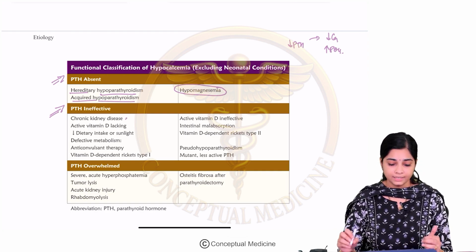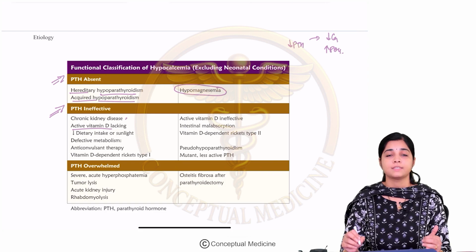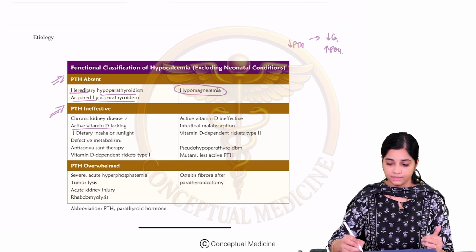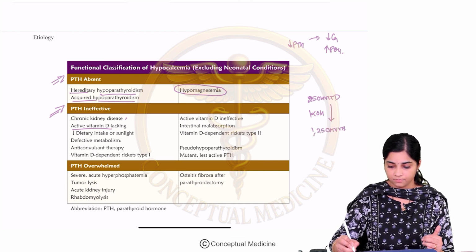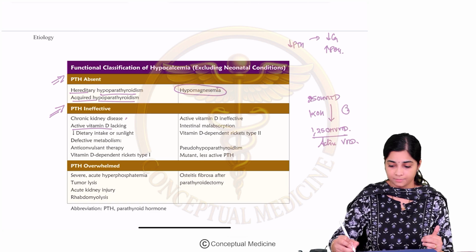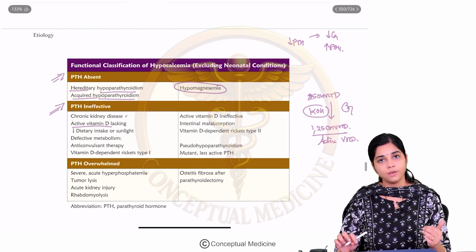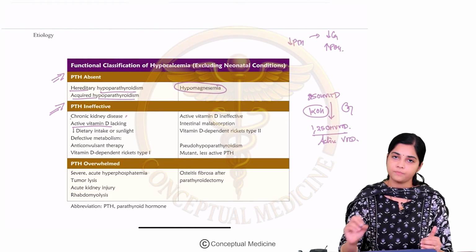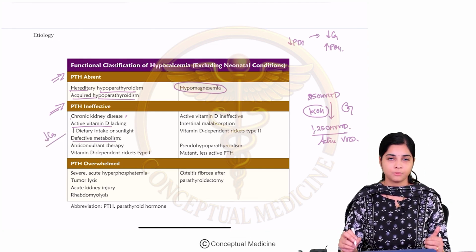CKD. In CKD, active vitamin D will not be present because the 1-alpha hydroxylase enzyme is not present. 1-alpha hydroxylase is responsible for conversion of 25-hydroxy vitamin D to 1,25-dihydroxy vitamin D, which is your activated vitamin D. And this is present in the kidney. So with deficiency of 1-alpha hydroxylase in CKD, there is no active vitamin D, and this can cause hypocalcemia. Defective metabolism of vitamin D.